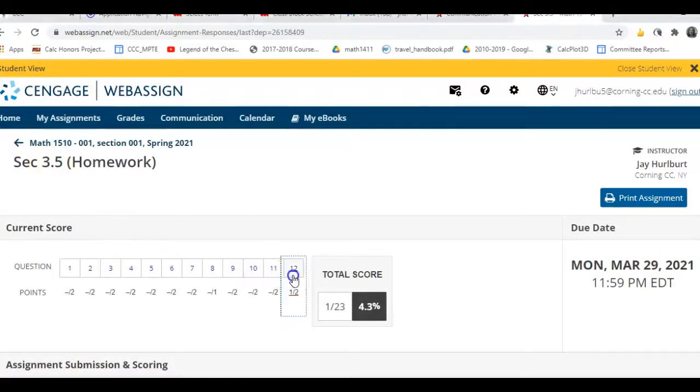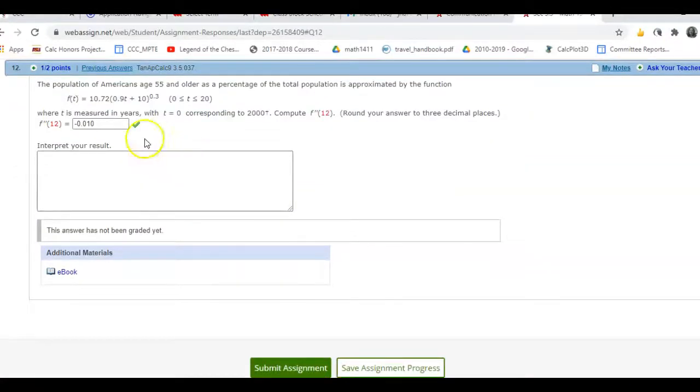Section 3.5, question 12. Let's take a quick look at this problem. Ignore the answer there. We'll try to work this out.